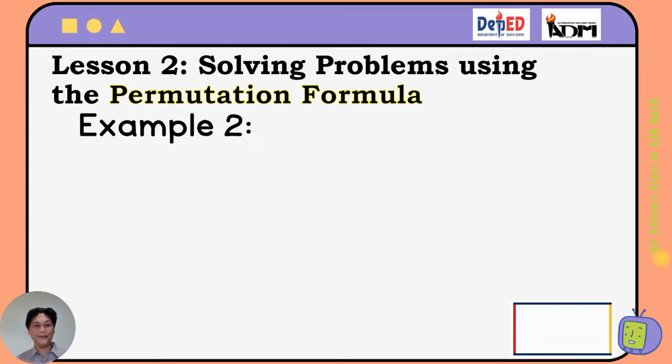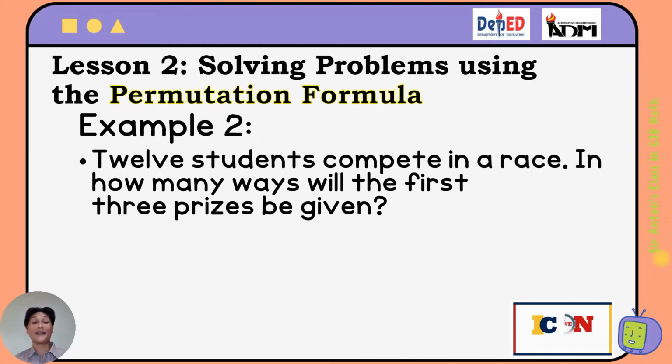Example number 2. 12 students compete in a race. In how many ways will the first 3 prizes be given? The givens are the following. We have 12 objects for 12 students, and the number of objects to be arranged prescribed in the problem is 3. So we have the given n equals 12 and r equals 3.